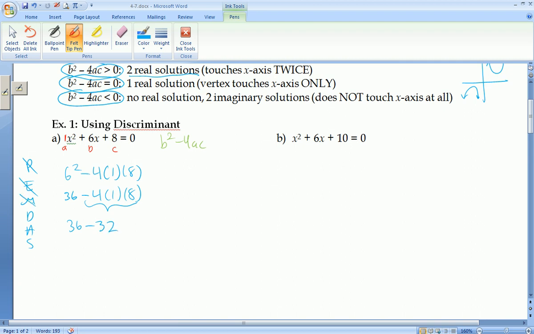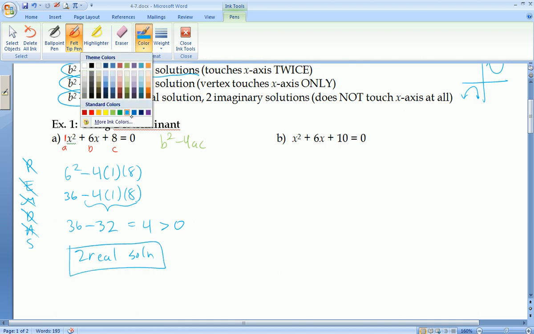So multiplication we did, no division, no addition. Now we have subtraction. In this order, you must do it, or you're going to get it wrong. So 36 minus 32, that is just 4. 4 is definitely greater than 0. That means we're going to have 2 solutions, 2 real solutions, okay? And you can even solve this if you wanted to.